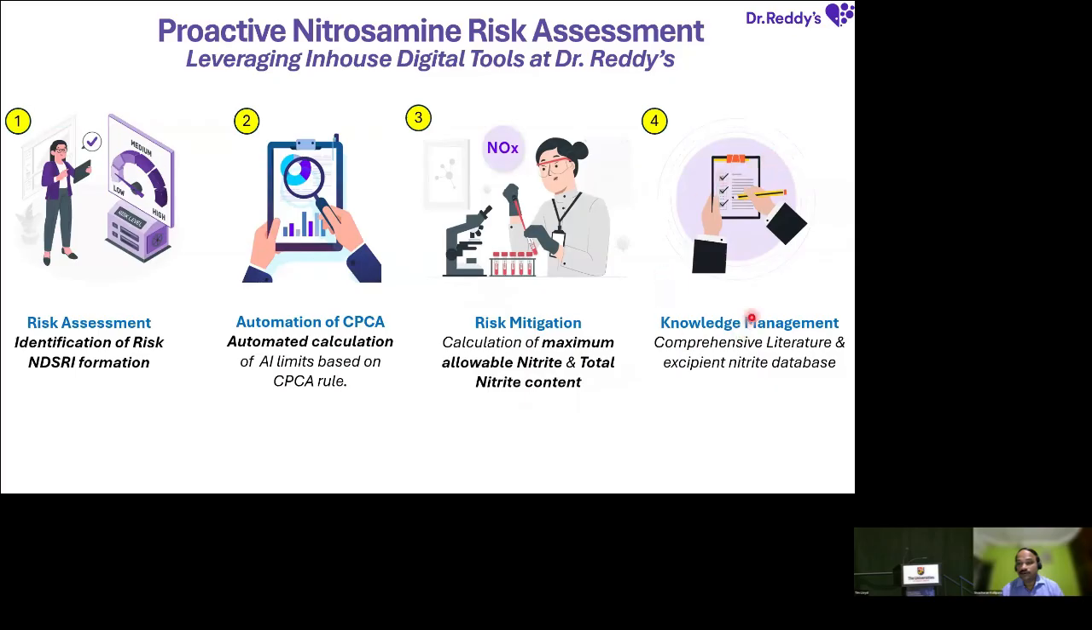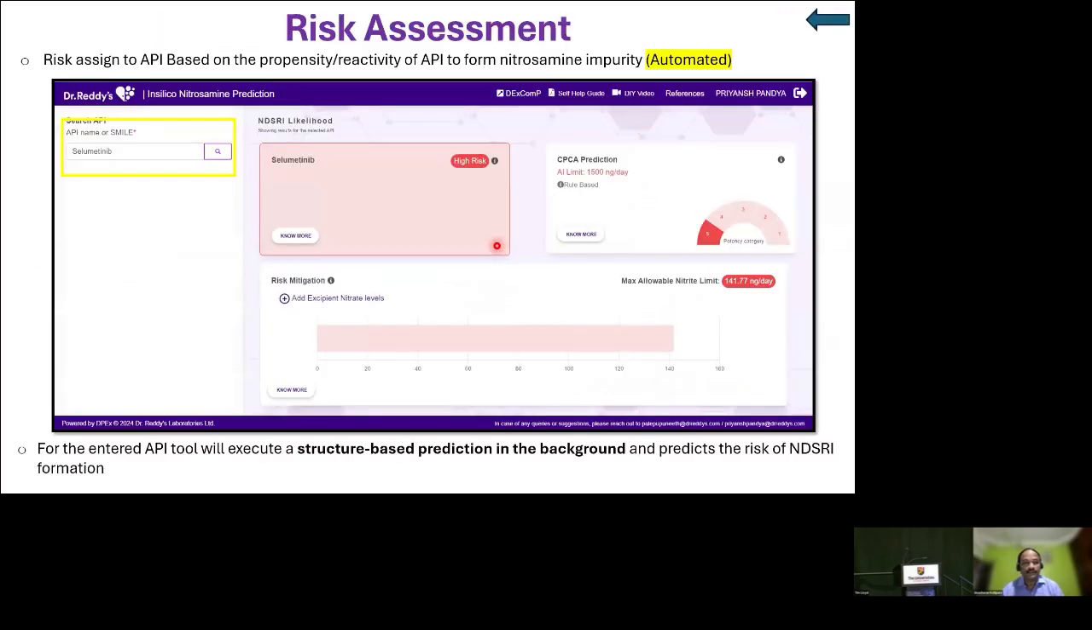And further, this tool also can act as knowledge management, wherein we can gather the data of different types of API as well as formulations in order to have a comprehensive nitrite database. So this is a snapshot of this particular tool. What it basically does is that it assigns the risk of the API based on the propensity or the reactivity to form the nitrosamine impurity. Again, there is an automated workflow that this tool uses.